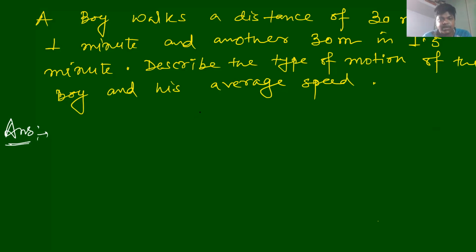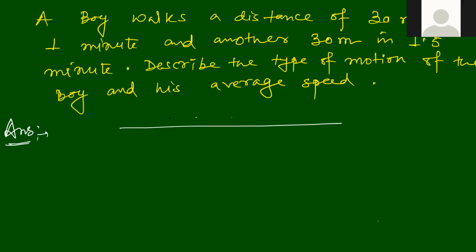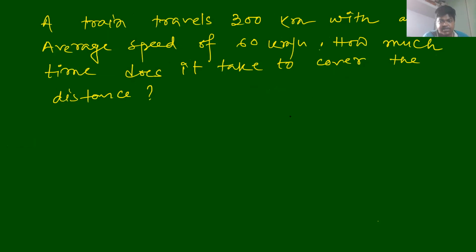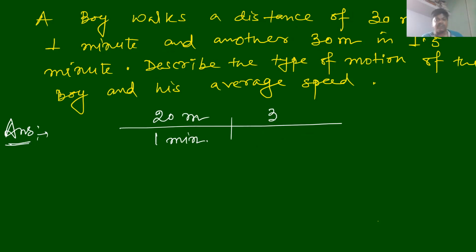So in this case, the question asked is that a boy walks a distance of 20 meter in 1 minute, another 30 meter in 1.5 minutes. So I'm just drawing a small diagram, okay? That 20 meter is covered in 1 minute. And the rest, this one we have to do by ourselves. The previous one you have to do by yourself. This is your homework, okay? This you can do easily. There will be no such problem. But this one is different.